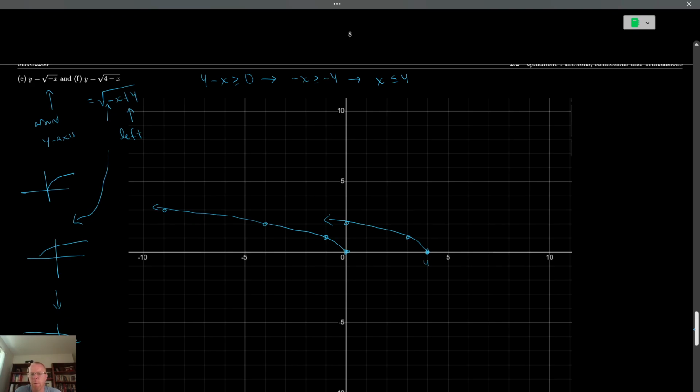So here's 4. We're going to get all the x's less than that. So that matches. So that's a way to kind of check. This one's a little bit tricky. I would recommend writing it as negative x plus 4 and go from there. Again, do the horizontal shift first, do the reflection next.